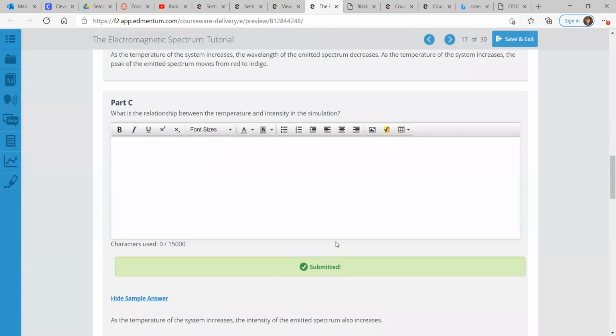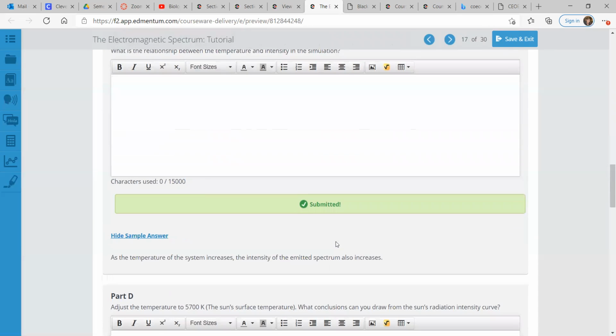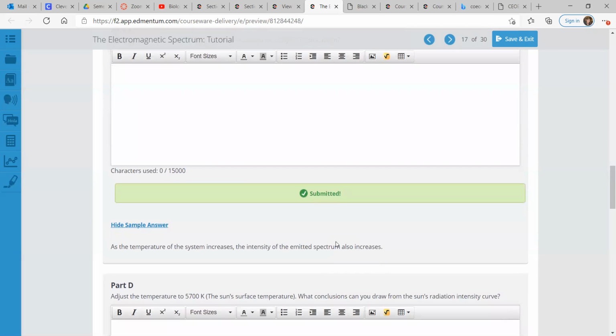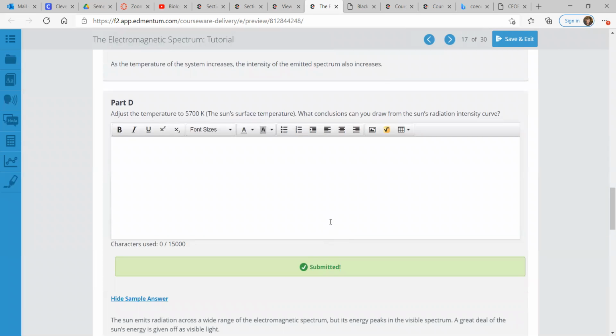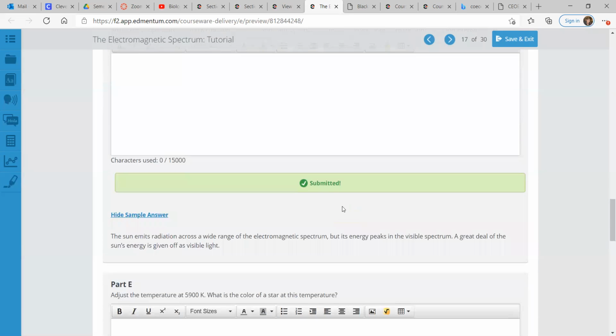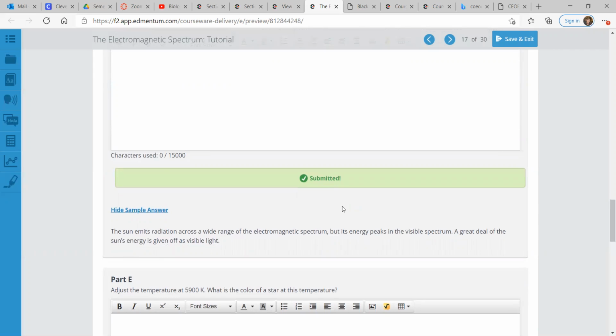What was the relationship between temperature and intensity? As the temperature increases, the intensity of the emitted spectrum also increases. Part D: the sun emits radiation across a wide range of the electromagnetic spectrum, but its energy peaks in the visible spectrum. A great deal of the sun's energy is given off as visible light.